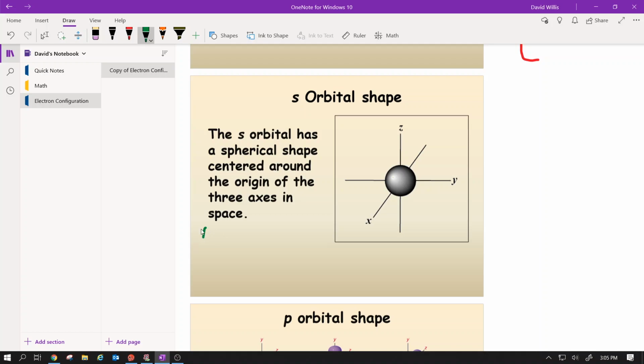Hey, here's something else that I want to tell you. So this is the first orbital in each energy level. Let's write that an s orbital is a sphere, and let's write that it is the first orbital in each energy level.